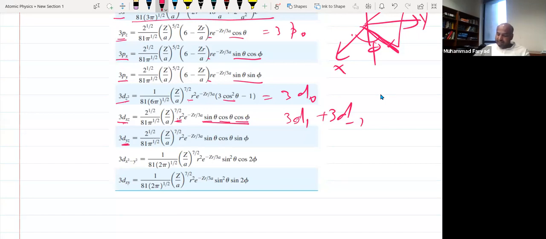Similarly, this yz is r² sinθ cosθ sinφ, so it depends only on the product of y and z. Similarly, if you work out x² minus y², this is r² sin²θ cos2φ, and xy is nothing but r² sin²θ sin2φ. So these symbols will also later help us understand the symmetries and their graphs. But the labeling comes from the fact that it indicates the dependence of these orbitals on the spatial coordinates x, y, z, etc.